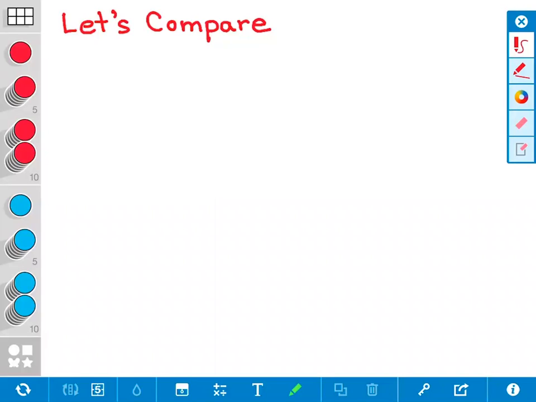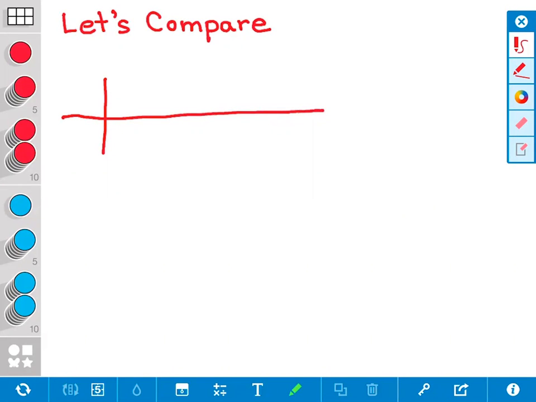Hi, let's compare. Okay, guys, this is just a little review to help you today with your story problems. And when you want to know who has more of two things, you compare the two things. One of the things that I showed you was to draw your comparing chart.